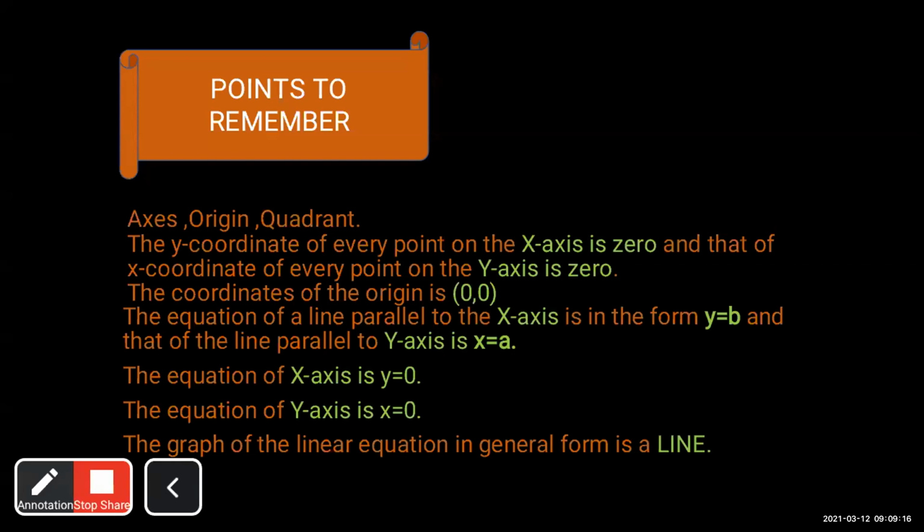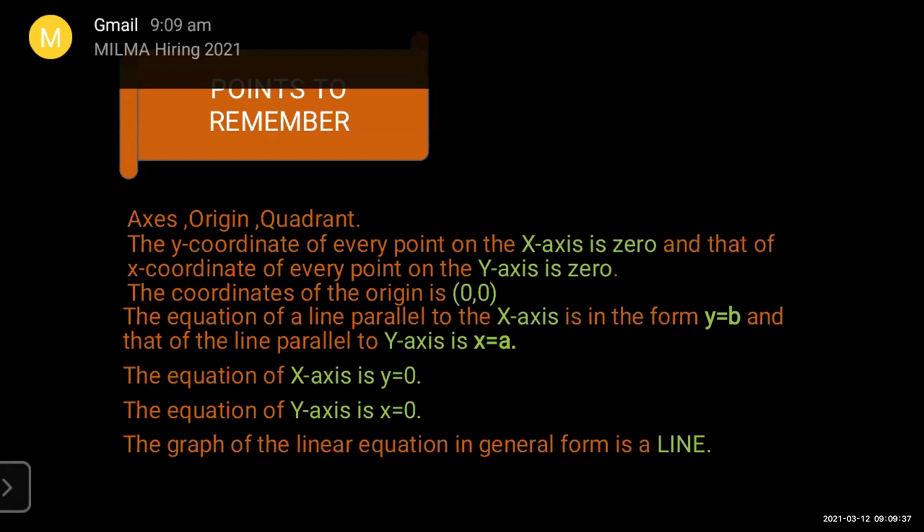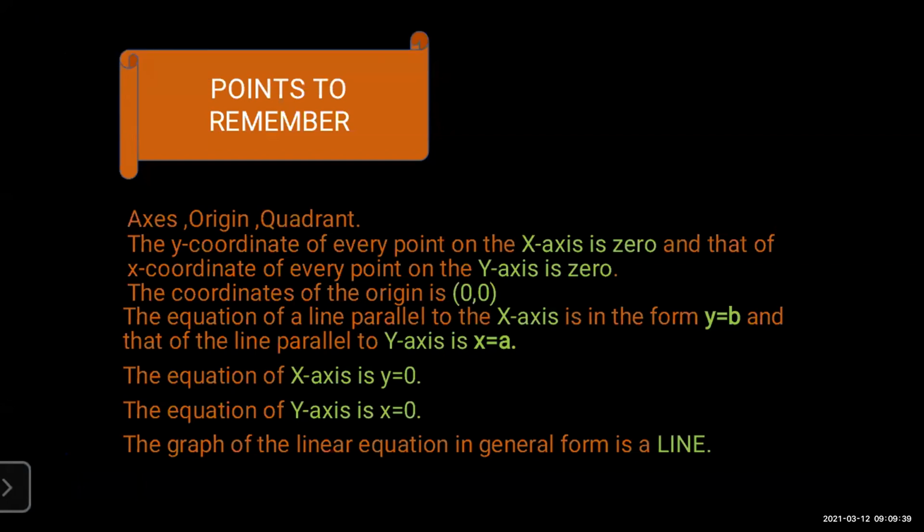Okay, so we were on the second slide. The equation of the x-axis is y is equal to 0, and the equation of the y-axis is x is equal to 0. Now the last point, which is very, very important, is that the graph of the form is a line.